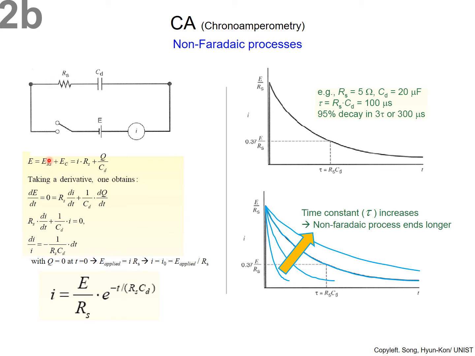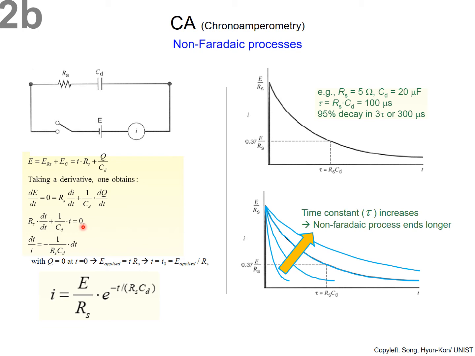So the potential can be converted to the product of current by solution resistance, plus the second potential term, which is Q over the double layer capacitance. Then after taking a derivative, we obtain 0 on the left because the potential is constant, so dE/dt is going to 0. Then Rs is not a function of time, so Rs dI/dt, plus 1 over CD, and the capacitance is not a function of time, so dQ/dt. Then dQ/dt is the current, which is equal to 0. This is a very simple ODE, ordinary differential equation, because we don't have any constant term here.